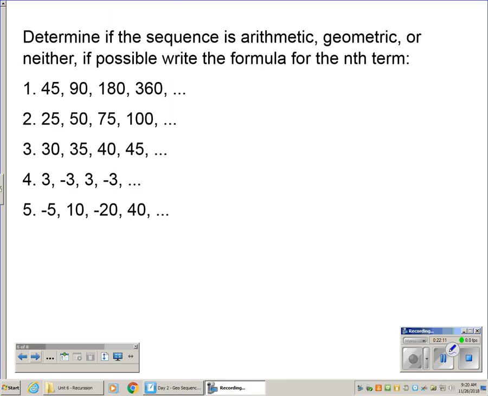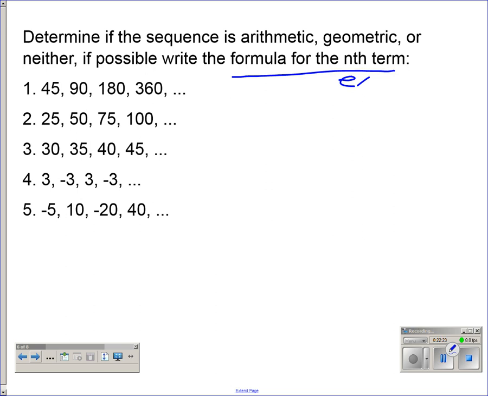All right, we'll go through these pretty quick. Determine if the sequence is arithmetic, geometric, or neither. If possible, write the formula for the nth term. If I ever say this, I'm asking for the explicit formula. That tells me any nth term.